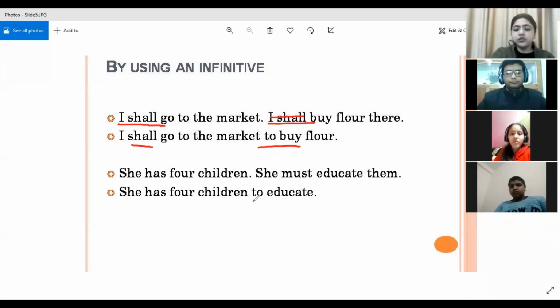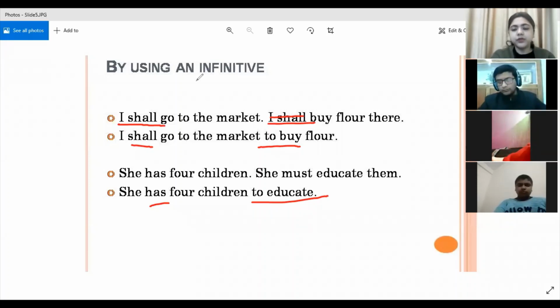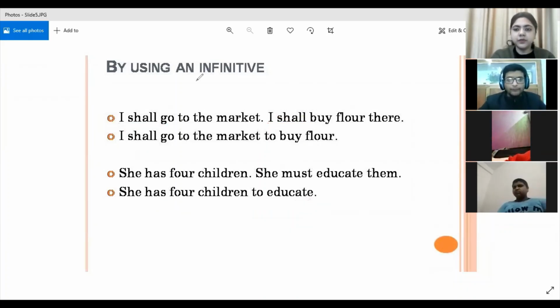She has 4 children to educate. Again we will have only one finite verb, therefore this sentence is a simple sentence. You have to make sure that when you are asked to combine two simple sentences into another simple sentence, there should be only one clause, one finite verb, because if there are two finite verbs, then it will be either a complex sentence or a compound sentence, but not a simple sentence.